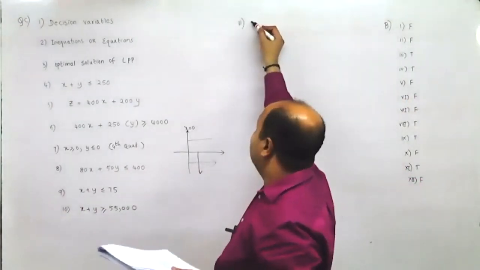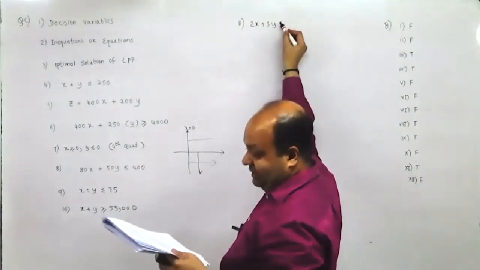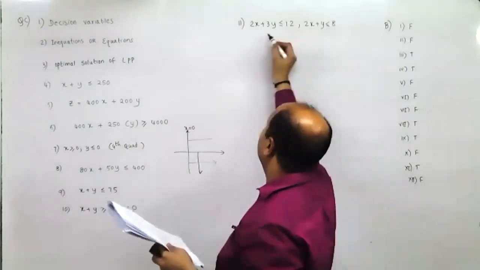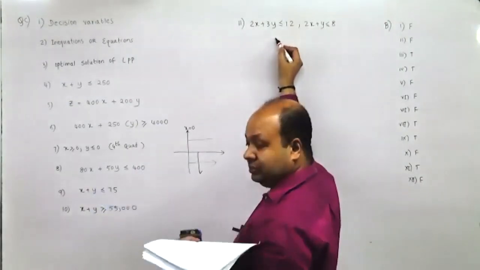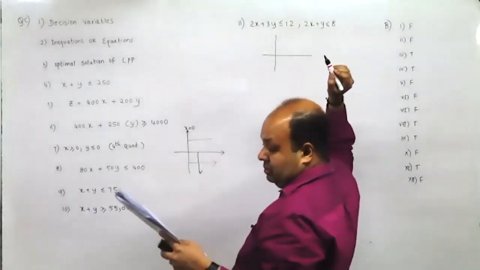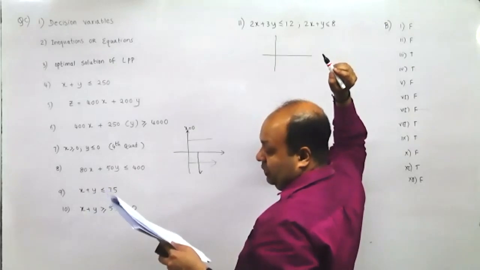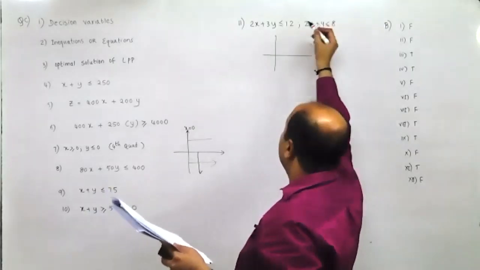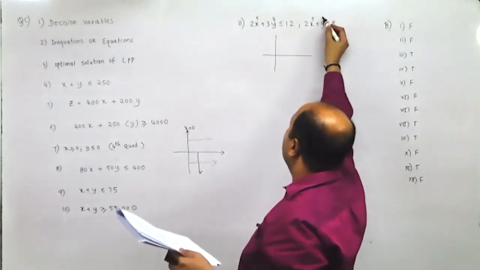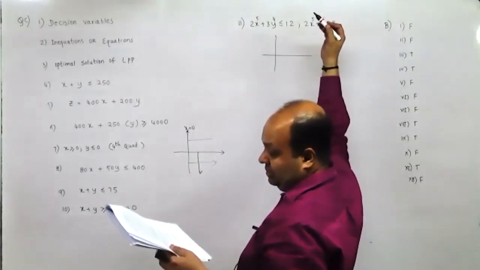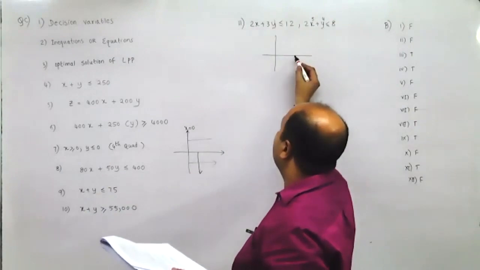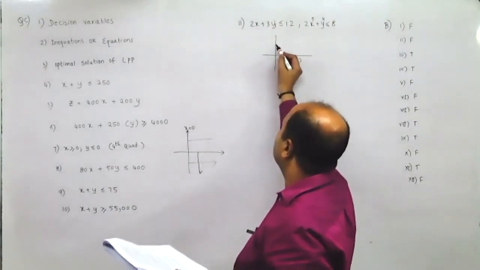2x plus 3y is less than or equal to 12. 2x plus y is less than or equal to 8. So here, then the point 5 comma 4. So if I put 5 here, 2 into 5 plus 3 into 4 is 22. 2 into 5 plus 4 is 14. So it would be, first of all, this is 6 comma 0. Sir, we can get by direct substitution.